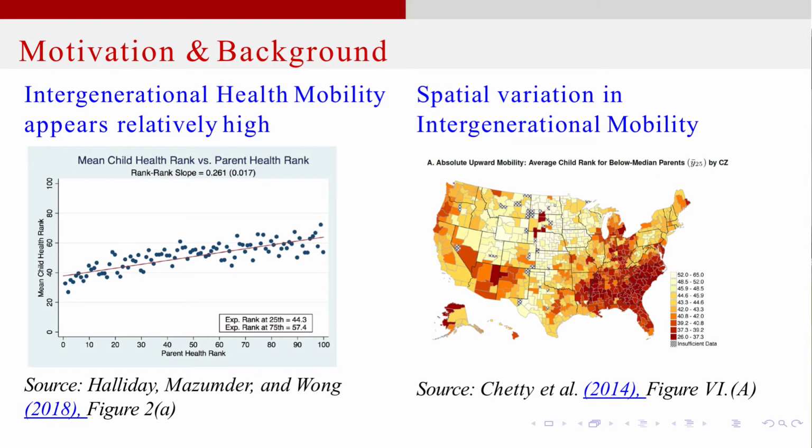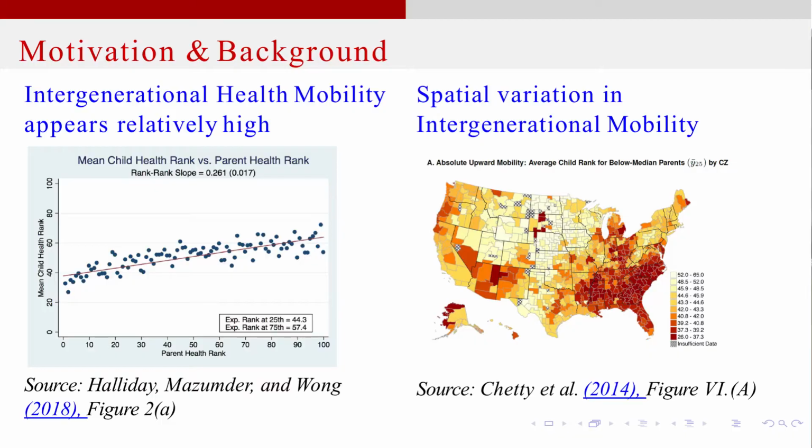So just really brief background here. There are 2 papers that are very influential for framing this paper. The first is a working paper by Bosch, Mazumder, Tim Halliday, and Ashley Wong, looking at intergenerational health mobility in the United States, and they're using the PSID. So basically the idea here is looking at the relationship between a parent's health and a child's health. And what they're finding is that intergenerational health mobility in the United States tends to be pretty high.